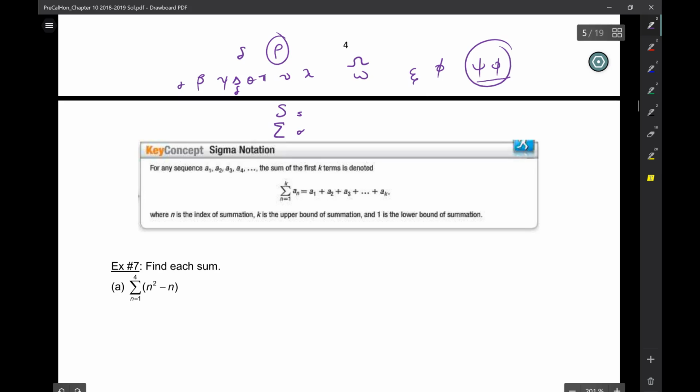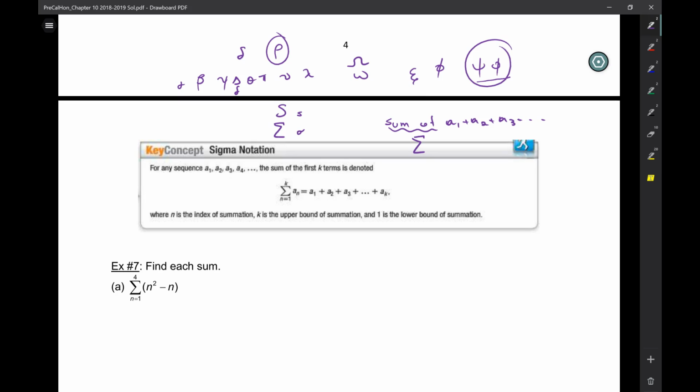Okay, so I can say the sum of A1 plus A2 plus A3, blah, blah, blah. Or instead of the sum of, I could just say sigma. And when I'm walking down the street and I see that symbol sigma, in my mind I'm like, okay, add everything that comes after it. Sigma just means sum. Add everything that comes after it.